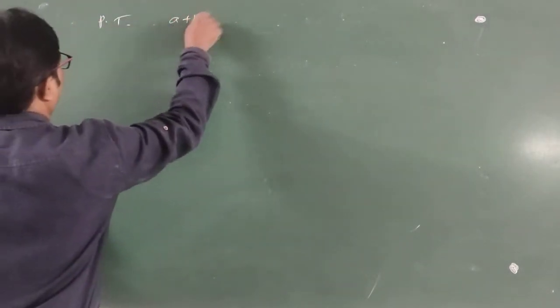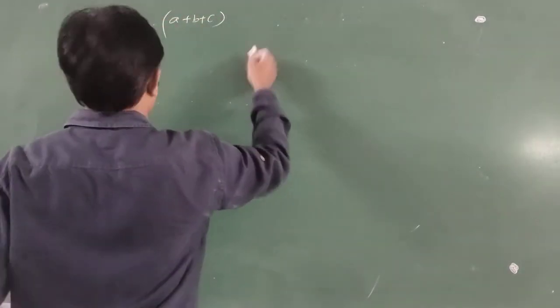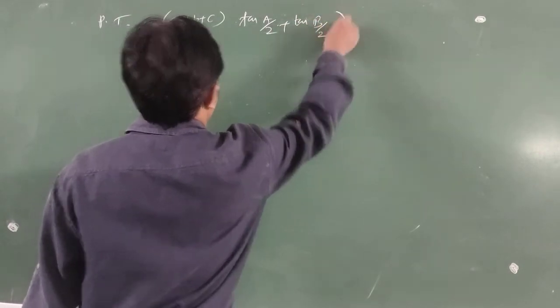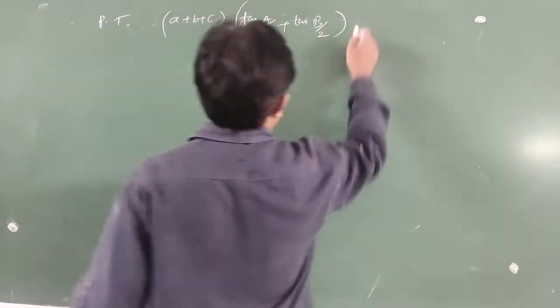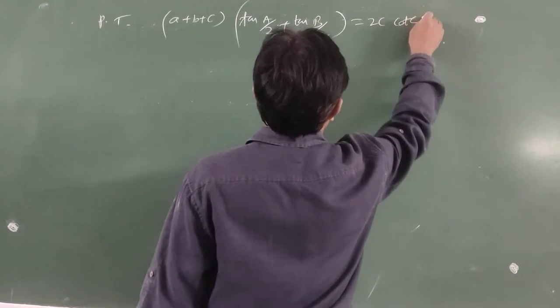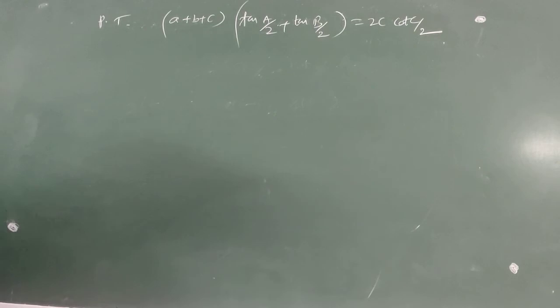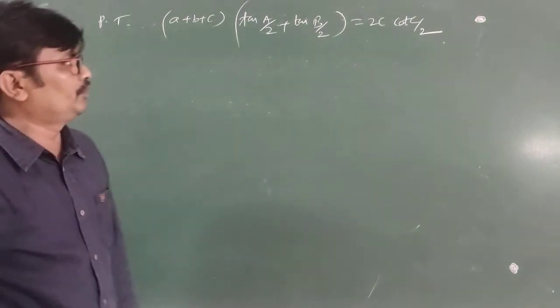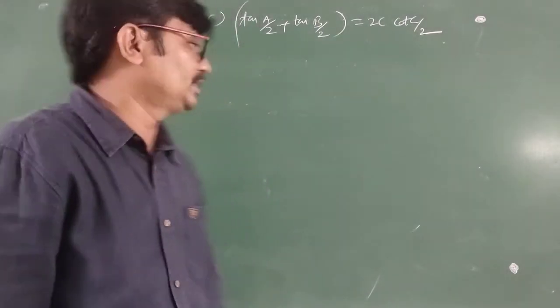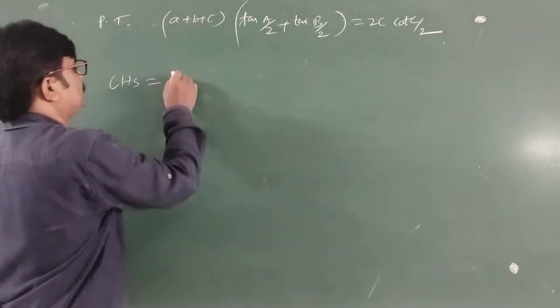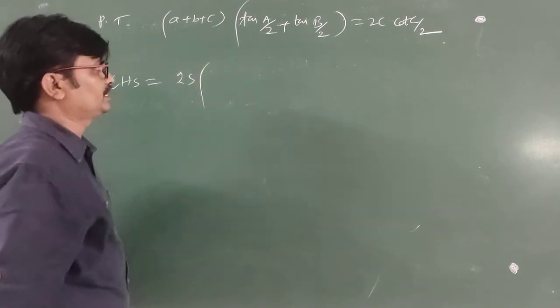Now students, another one. Prove that (A plus B plus C) into (tan of A by 2 plus tan of B by 2) is equal to 2C into cot of C by 2. Okay, (A plus B plus C) into (tan A by 2 plus tan B by 2) equals 2C into cot C by 2. Now the left hand side: A plus B plus C is nothing but 2S.